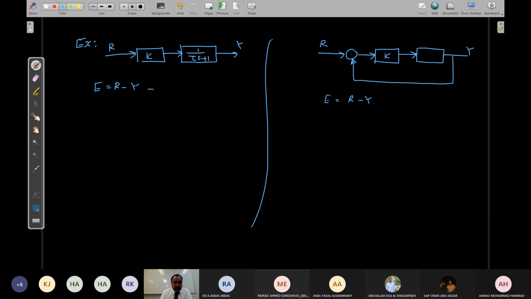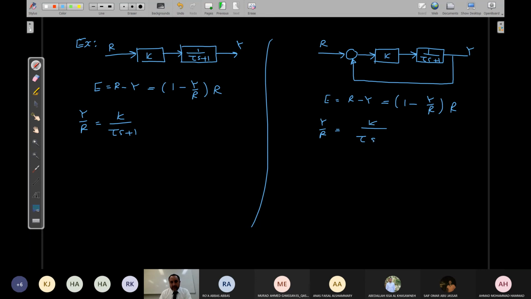Now, if I need to find the E of S, then I can do 1 minus Y over R multiplied by the R. So I need to find Y over R. Here it is K over tau s plus 1, and here I'm having the same plant. So now who can help me with this one? Y over R equals what? K over tau s plus 1 plus K, I think. Yes, good.